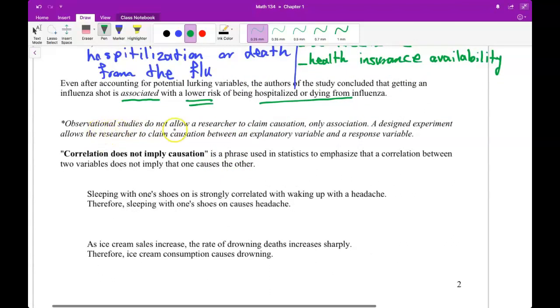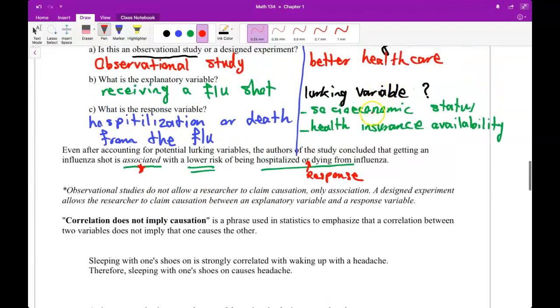Next part: observational studies do not allow researchers to claim causation, but only association. That is exactly what we have here. This influenza shot is associated with what the outcome or response is. So it's only associated, but we cannot claim causation. We may have other reasons that may actually cause that response.